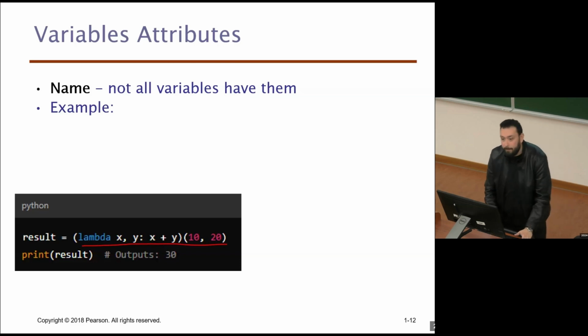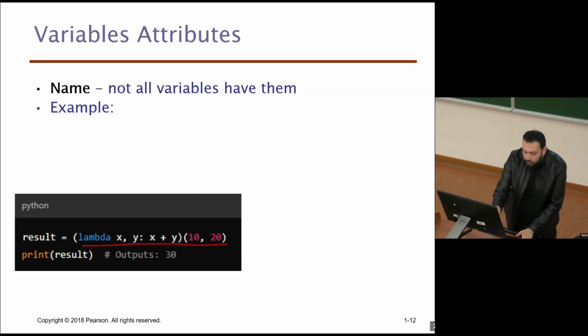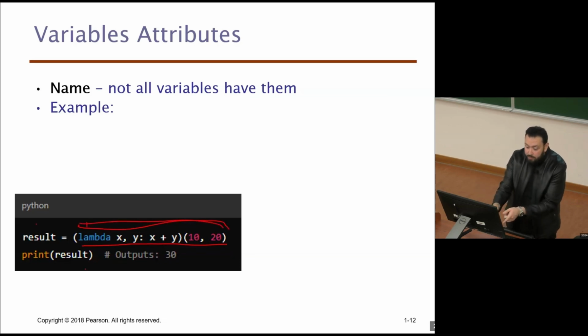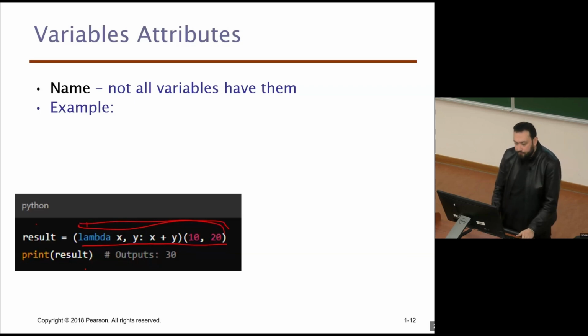Yes, Benjamin. If we just remove the result and put print with the bracket on the outside, is that technically a variable without a name? Yes, whenever you're using this without defining it, it's technically without a name. Because this is a function, we're saying this function doesn't have a name.